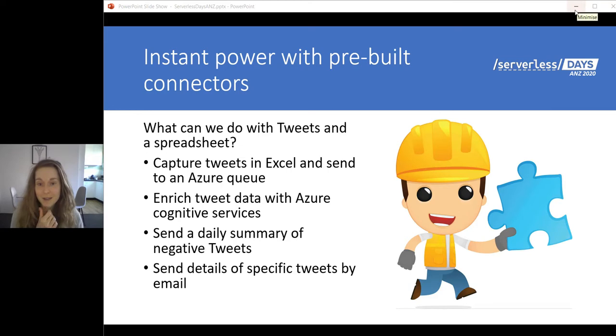So we're going to look at how we can capture tweets in Excel and put them in a queue to Azure. We can use Azure to then enrich tweet data using cognitive services or anything else you possibly could want. We're going to look at how we can send a daily summary of maybe some negative tweets to someone who wants to monitor them. And we're also going to look at how we can trigger on demand to send details about a specific tweet from an email to an email.